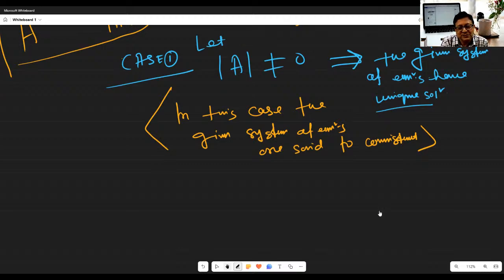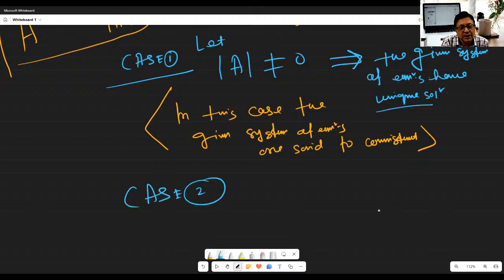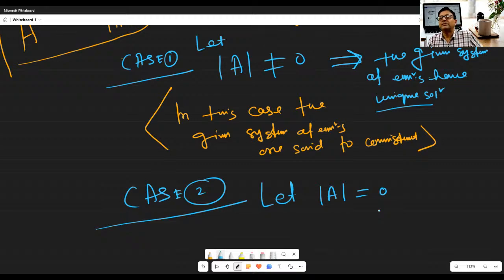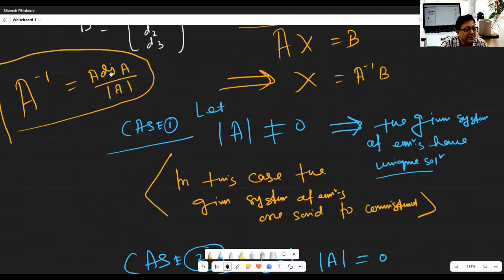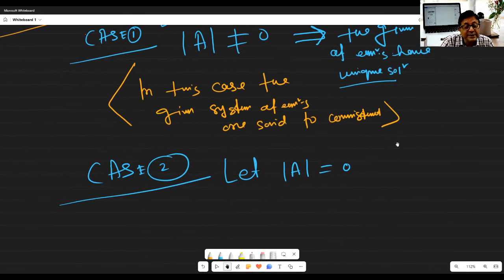Case 2. When det A equal to 0. Let det A equal to 0. Question arises, will you get solution of system of equations in this case if det A equal to 0? Yes or no? Det A equal to 0 means what? Adjoint A by det A is going to be indefinite, isn't it? Something by 0 form. So apparently it seems that no, it is not possible. But there is a sub-case here. Let det A equal to 0, then we will be considering two different cases here.